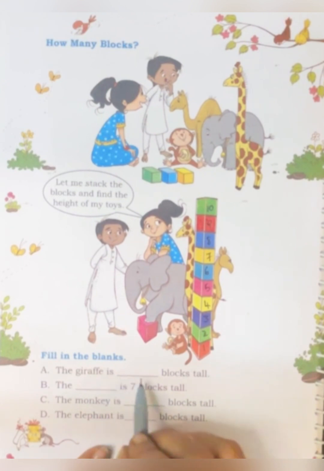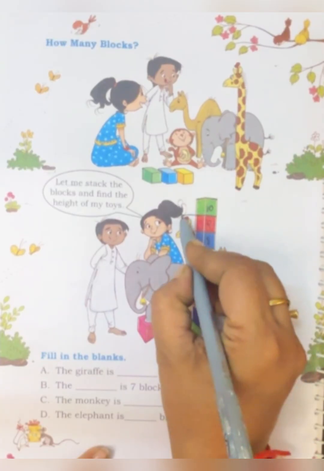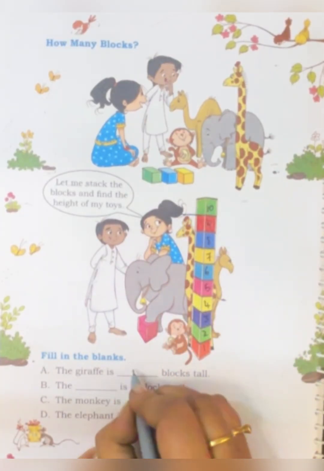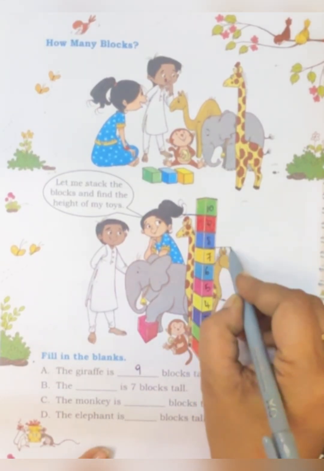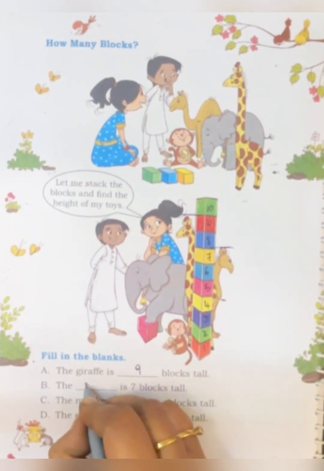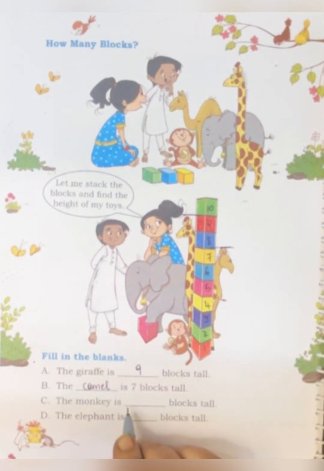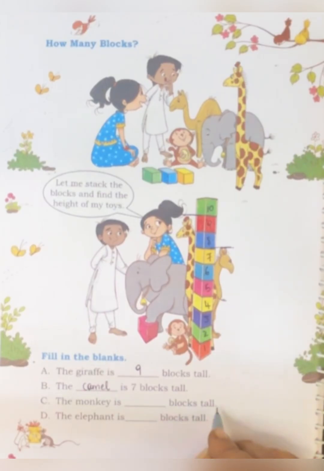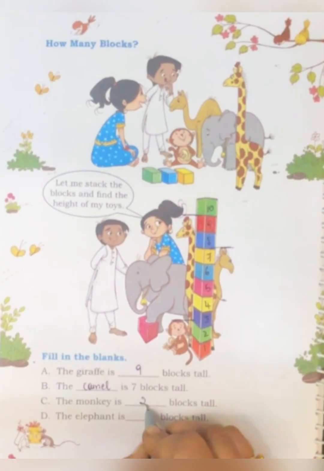The giraffe is dash blocks tall. Where is the giraffe? It's here. How many blocks tall? It is 9 blocks tall. So 9 blocks tall. The dash is 7 blocks tall. Which animal is 7 blocks tall? It is the camel. The camel is 7 blocks tall. The monkey is dash blocks tall. How many? 2. So 2 blocks tall.